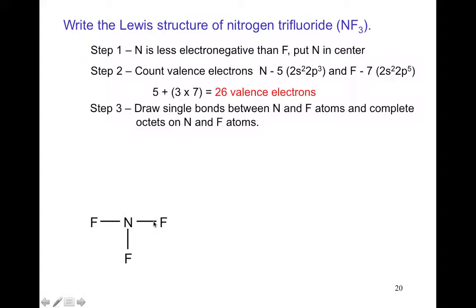Now, you should note that fluorine's only going to form a single bond because it's 2s2, 2p5. So it's already got 7 valence electrons. It only wants to gain 1 more, and it'll be stable. So don't try to throw any double bonds on fluorines. That's a bad strategy.